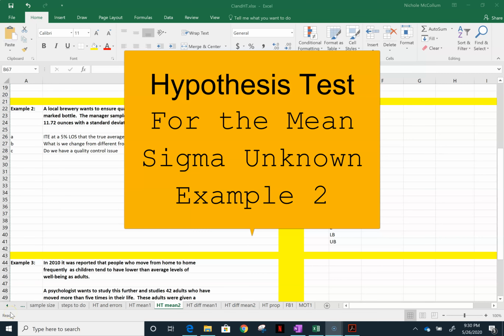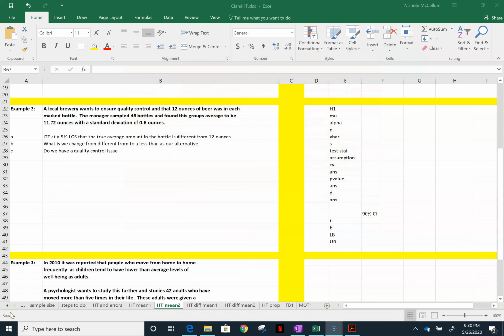Hello, everybody, and welcome back to hypothesis testing of the mean when we have the sample standard deviation. So let's look at example 2 here. A local brewery wants to ensure quality control and that 12 ounces of beer is in each marked bottle. The manager sampled 48 bottles and found this group's average to be 11.72 ounces with a standard deviation of 0.6 ounces. So, part A, is there evidence at a 5% level of significance that the true average amount in the bottle is different from 12 ounces?